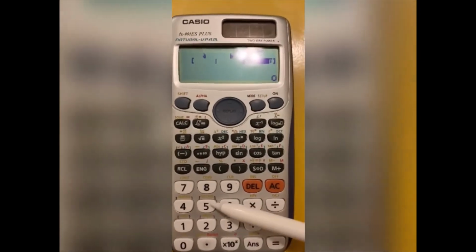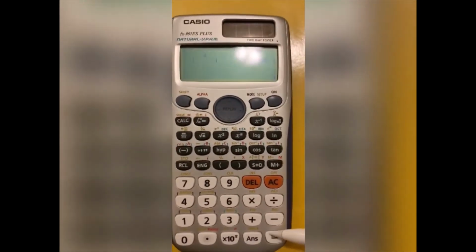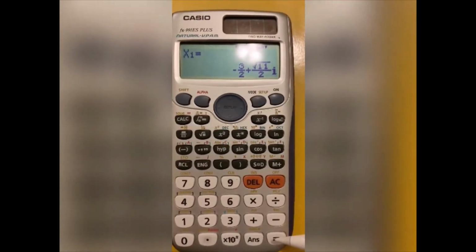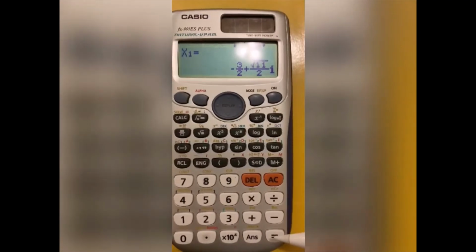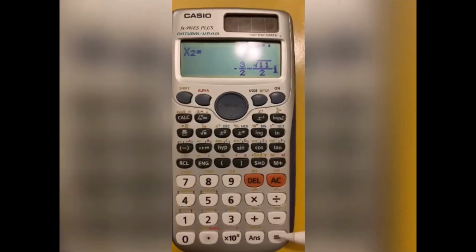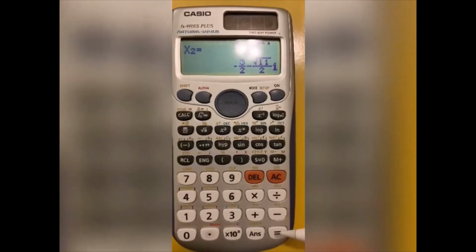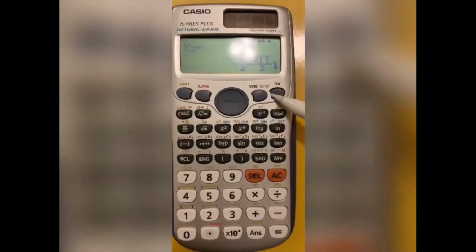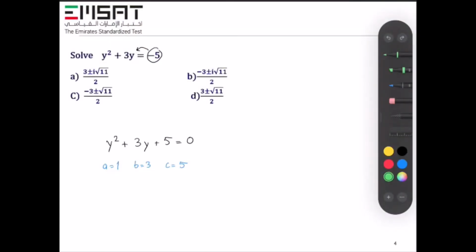and C is 5. As we can see now, x1 is equal to negative 3 over 2 plus square root of 11 over 2 i, and x2 is negative 3 over 2 minus square root of 11 over 2 i. Going back to the question, as you can see, option B is the correct answer. Negative 3 plus or minus i square root 11 over 2.